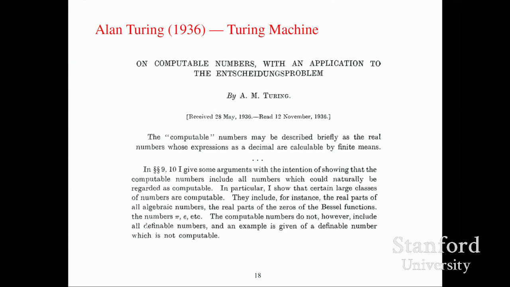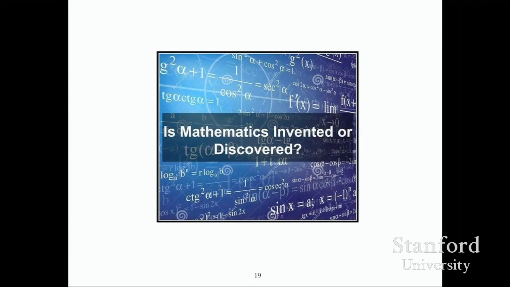Now, philosophers argue about whether ideas in mathematics are invented or discovered. But one of the themes of this talk is going to be when you have several things independently coming together, that's powerful evidence that you have discovered something.